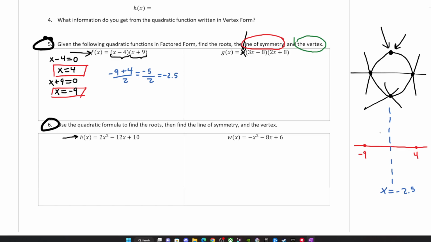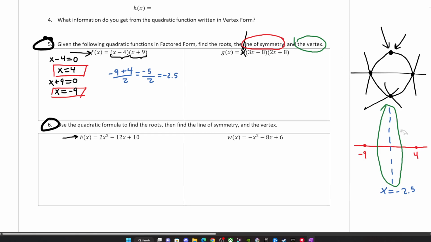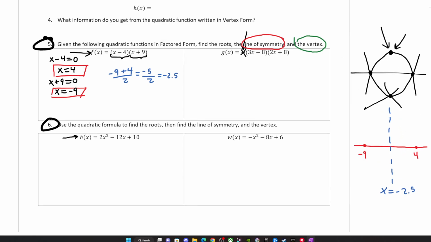The vertex, and you already know it, the vertex is right here. The vertex is on the line of symmetry. Okay, the vertex is going to be somewhere on this line of symmetry. We just need to find where on the line of symmetry it is located. And to do that, you need your x value of where the line of symmetry is.